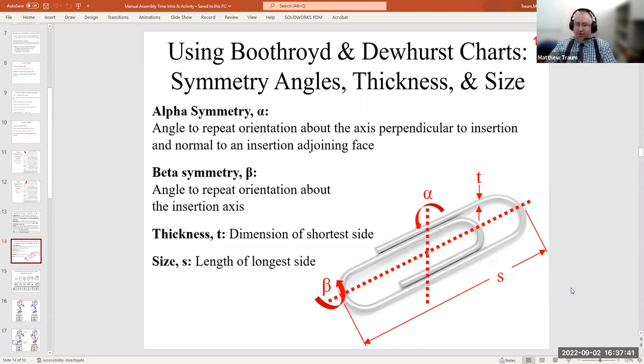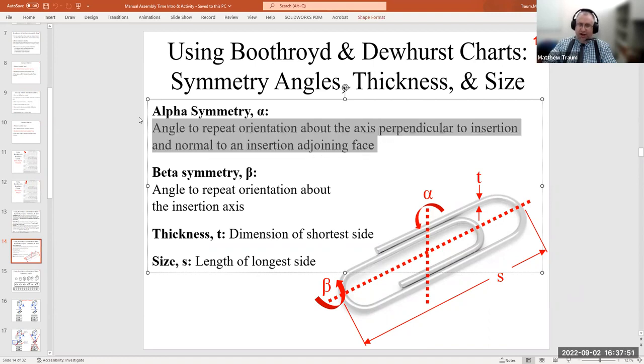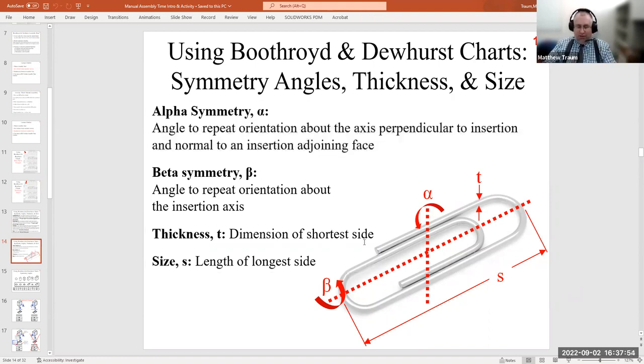Okay, so let's start with alpha, the alpha symmetry angle. This one's a little nuanced. It's kind of the hardest one to understand, but I'll walk you through it, and hopefully we'll be able to get it. So this alpha angle is the angle required to repeat an orientation about an axis that's both perpendicular to the insertion direction and normal to an insertion part adjoining face, is basically what that means. So, hard to parse, right?